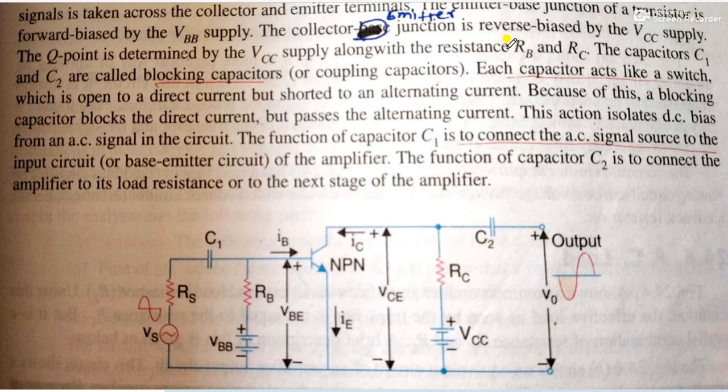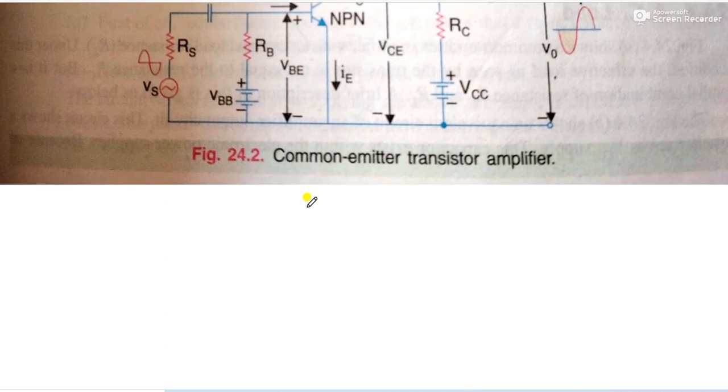Each capacitor acts like a switch as it passes only DC and blocks AC. The function of C1 is to connect the AC signal source to the input circuit of the amplifier, and the function of C2 is to connect the output to the next stages, or to connect the amplifier to its load resistance or to the next stage of the amplifier.